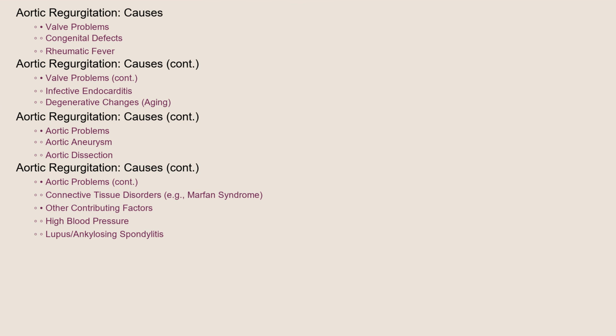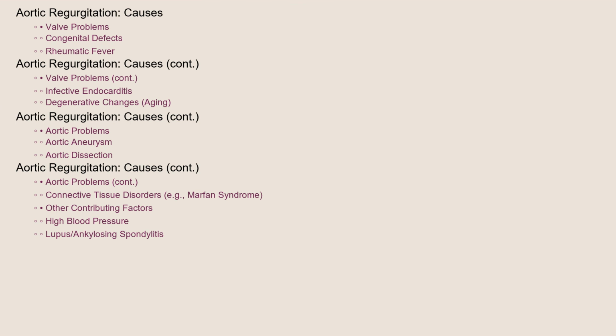Aortic regurgitation has several potential causes. These can be broadly categorized into problems with the valve itself or problems with the aorta, the large artery exiting the heart. Valve problems may include congenital defects present at birth, rheumatic fever leading to valve damage, infective endocarditis, a bacterial infection attacking the valve, or degenerative changes due to aging.